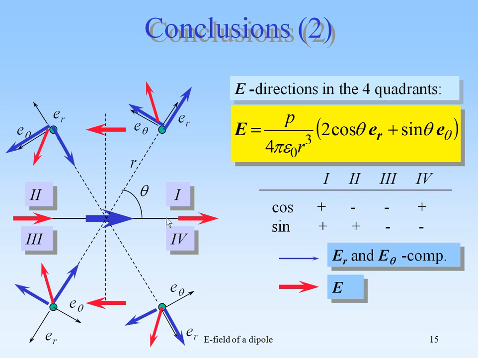Along the dipole moment vector the lines are in this way because the cosine is 1 and the sine is 0, so there is only an ER component, and here as well there's only an ER component. Here theta is 90 degrees. The cosine is 0 but the sine is 1, and thus we have a contribution along the sine, along the theta direction, and here as well.